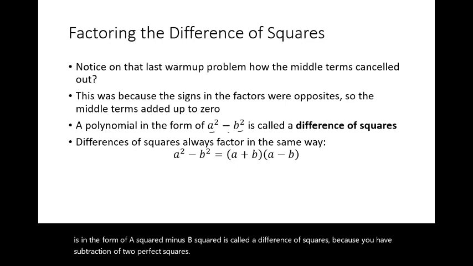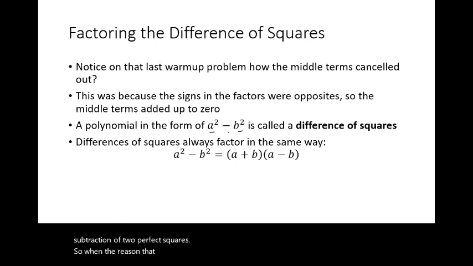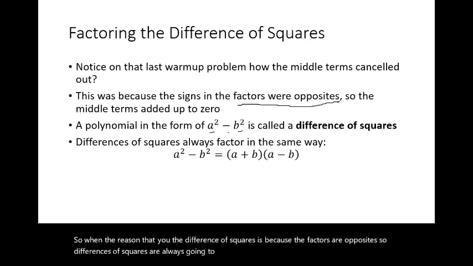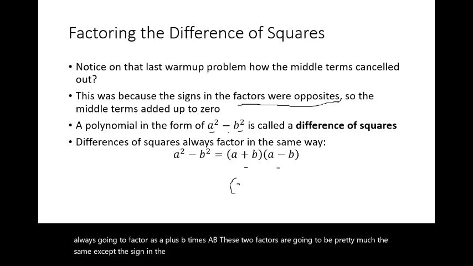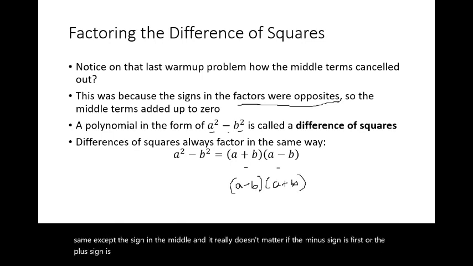The reason that you get the difference of squares is because the factors are opposites. So differences of squares are always going to factor in the same way. A squared minus b squared is always going to factor as a plus b times a minus b. These two factors are going to be pretty much the same except the sign in the middle. And it really doesn't matter if the minus sign is first or if the plus sign is first. One of them is going to be an a plus b and the other one is going to be an a minus b.